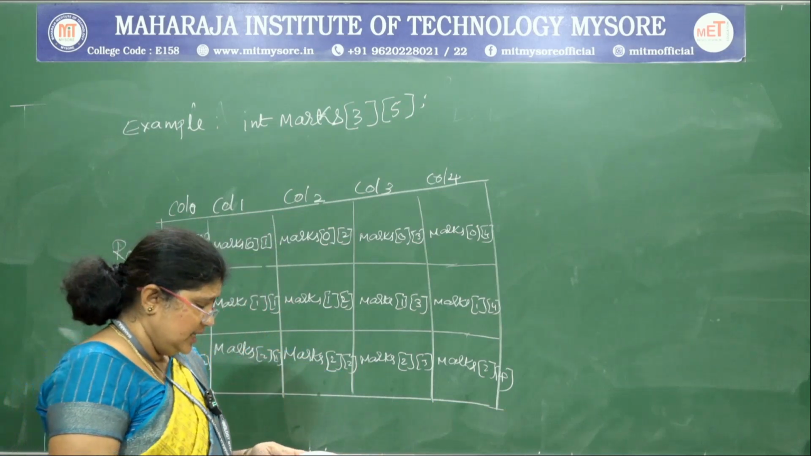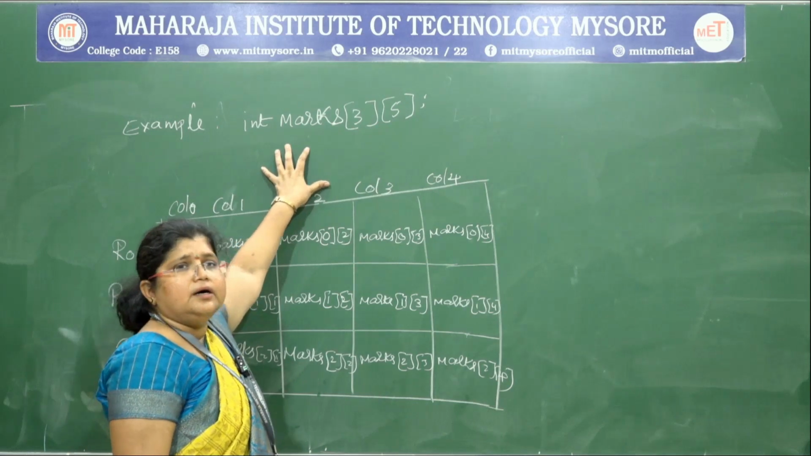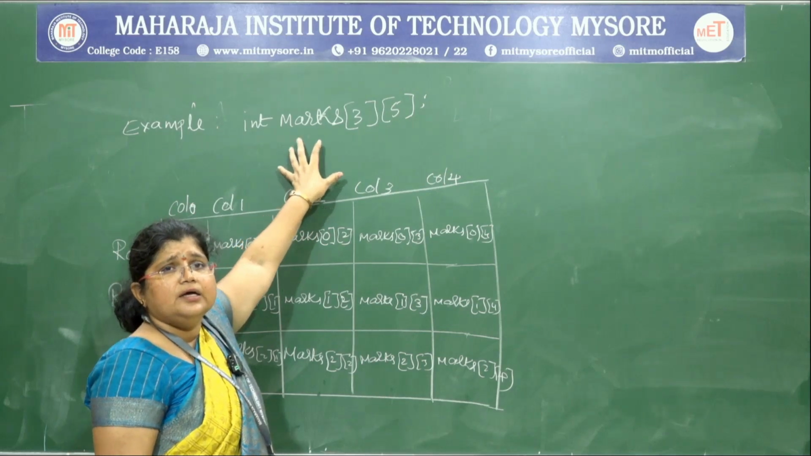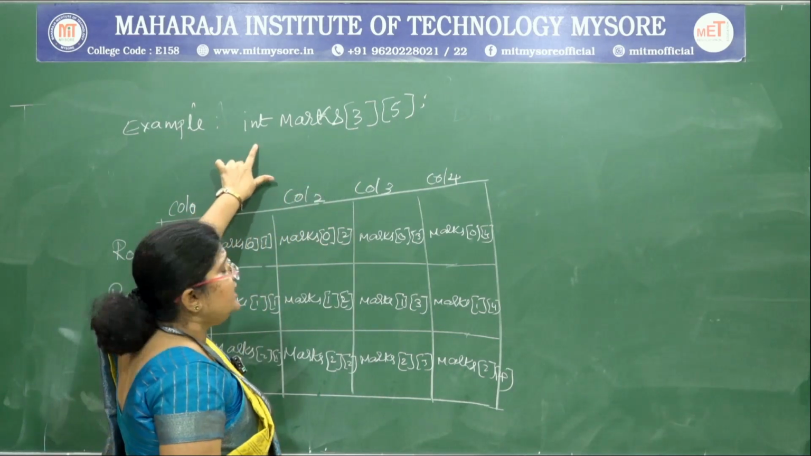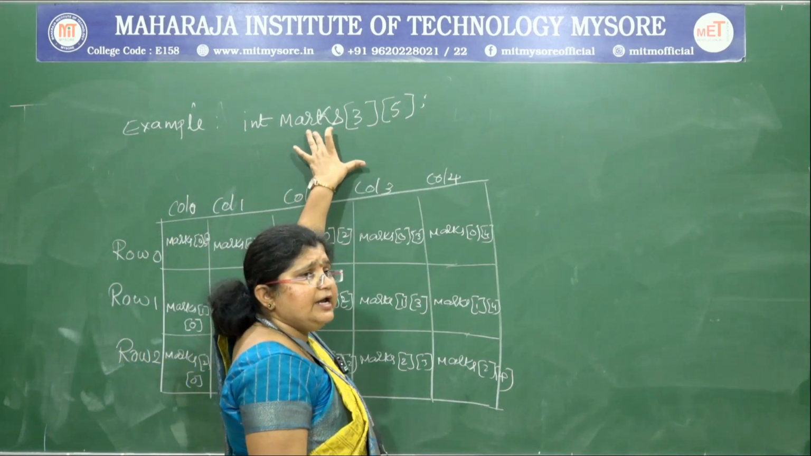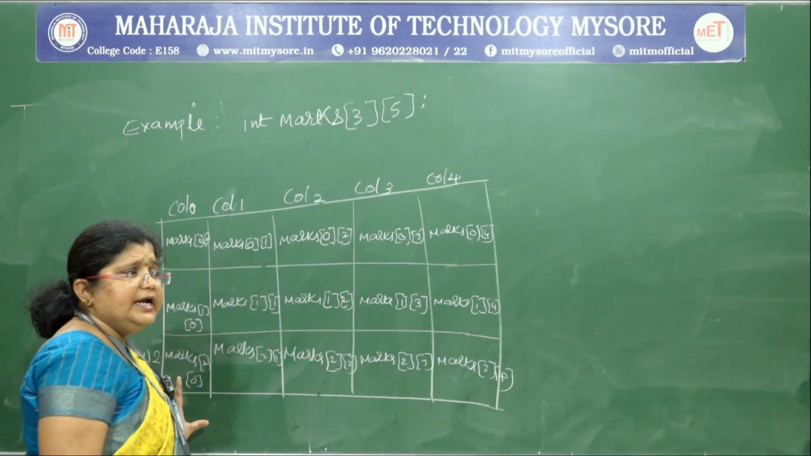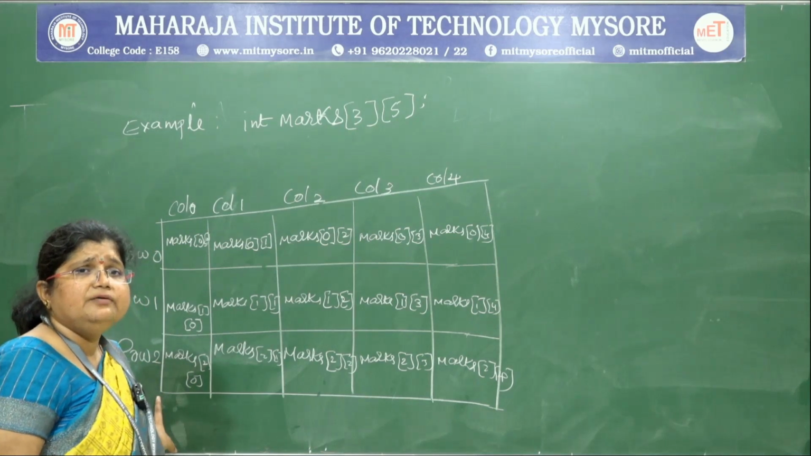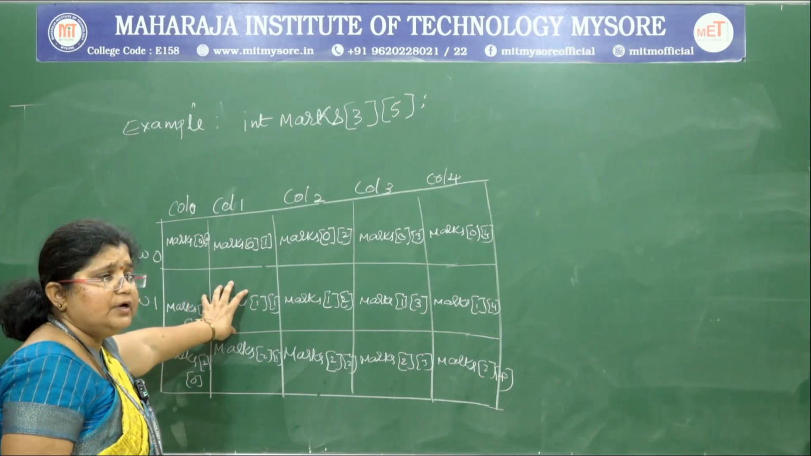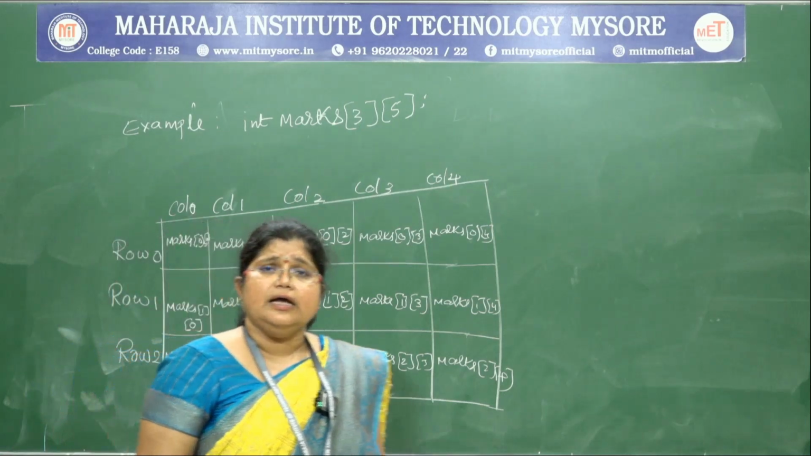This is the example of the declaration of a two-dimensional array, int marks, where marks is the name of the array, followed by the size of the row and the size of the column. This is how the data elements will be represented, and we are going to access the data elements with the name of the array along with the subscript of the elements.